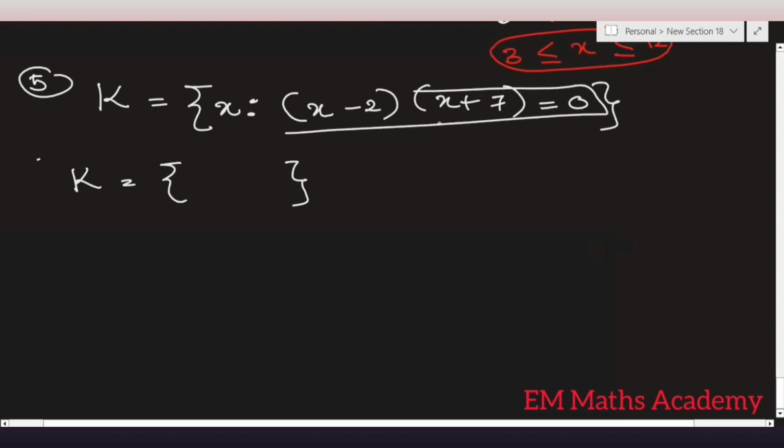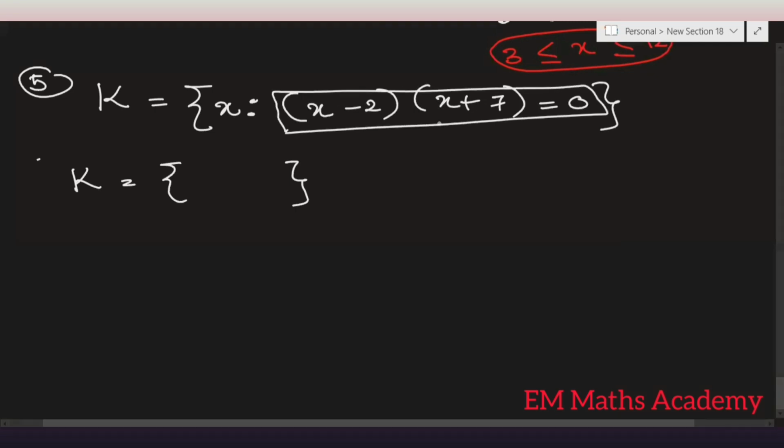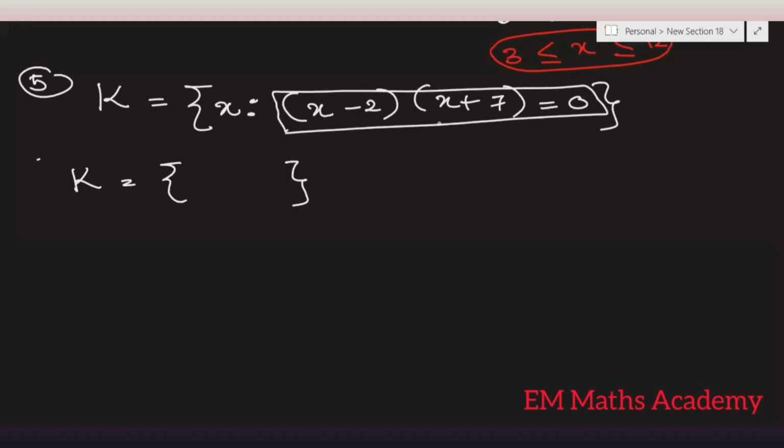This is after you remove the brackets. What will you obtain? It is x squared plus 5x minus 14 equals 0. මෙන්න මේ equation එකක් නේ.